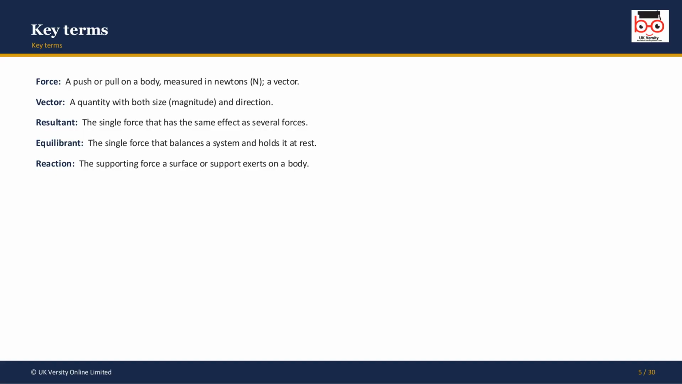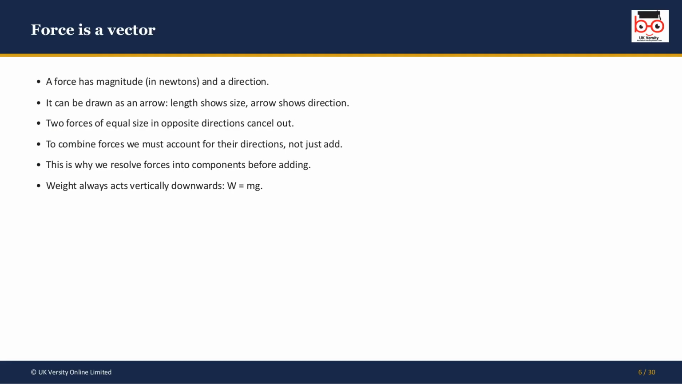Let's get a few key words straight before we go further. A force is simply a push or a pull, measured in newtons, and it's a vector, which means it has both a size and a direction. When several forces act together, the single force that would have the same effect is called the resultant. The equilibrant is its mirror image, the one force that balances everything and holds the body still. And a reaction is the supporting push that a surface or a support gives back to the body resting on it.